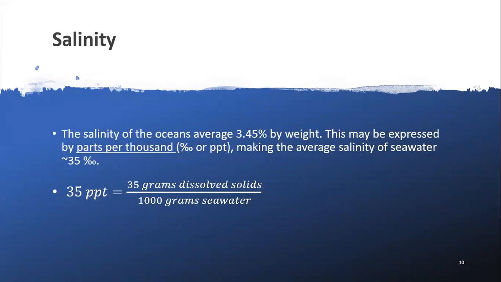The salinity of the oceans averages 3.45% by weight. However, this is commonly expressed in parts per thousand, making the average salinity of seawater approximately 35 parts per thousand, or 35 grams of dissolved solids divided by 1,000 grams of seawater.